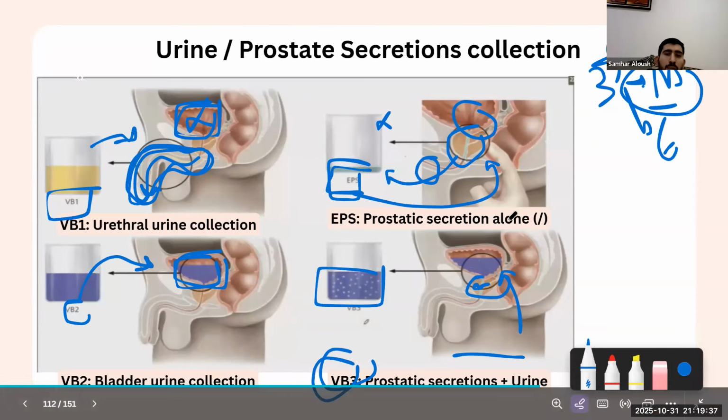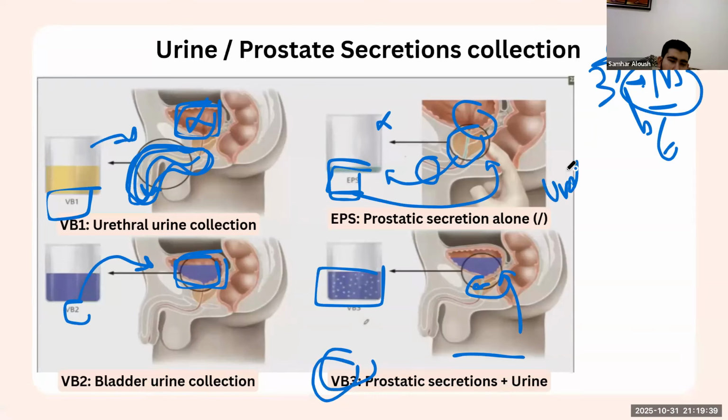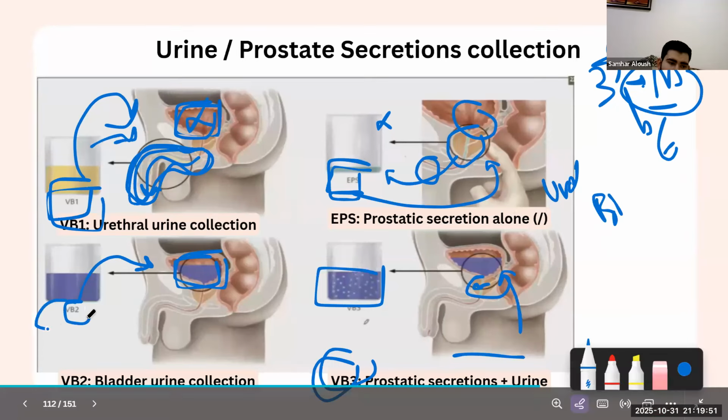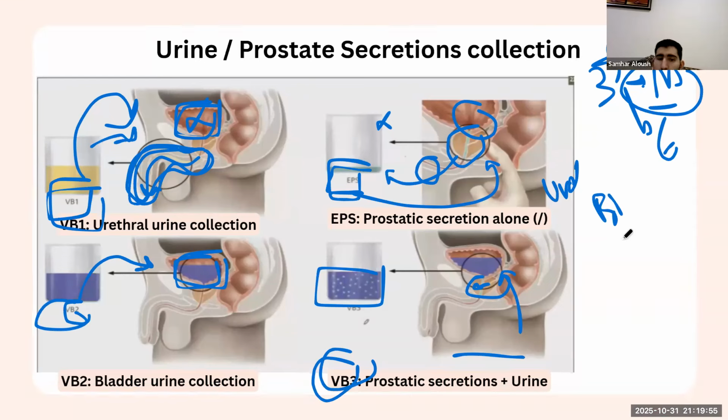So if I ask you, someone has urethritis, which is inflammation of the urethra, which collection should we do? We should do VB1 because VB1 is for the urethra. Now, if someone has bladder inflammation, which is cystitis, which one should we do? VB2. Okay. If we want to collect prostate secretions, which collection should we do? VB3. Because VB3 is the one that has prostate secretions.